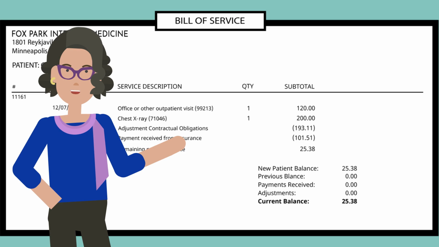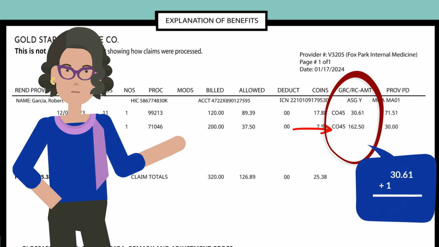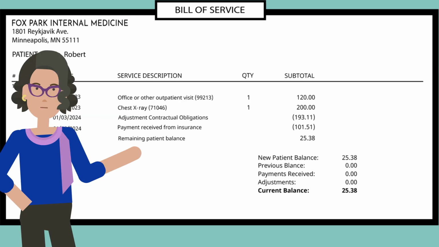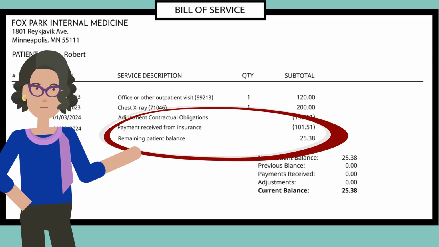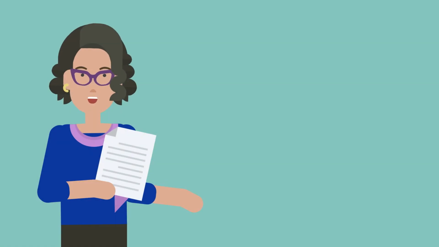Looking back at Robert's bill, we see the billed charges total $320. From that, the doctor's office wrote off $193.11. This matches with the totals in the RC-AMT, aka discount, column on his EOB. Additionally, we can see a payment of $101.51 from insurance, leaving Robert with a balance of $25.38. This matches up with the co-insurance column on the EOB. So, all of this looks correct.